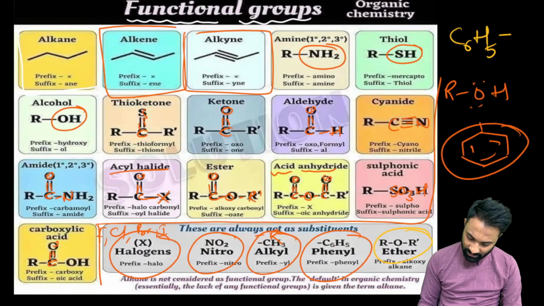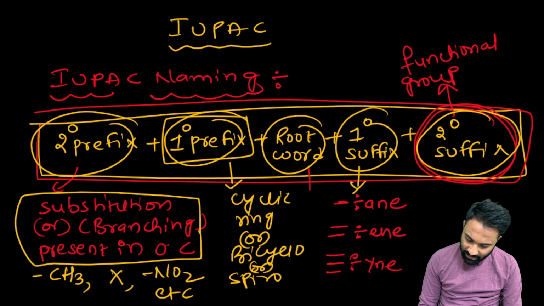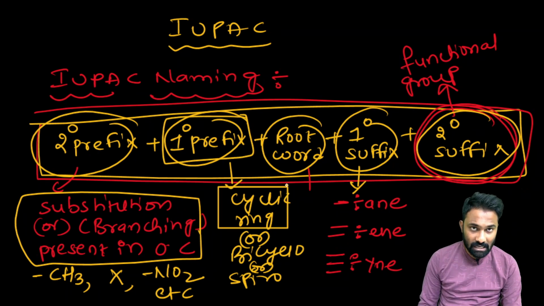Substituents, we have just seen, right? These are the substituents. They will not act as a functional group. Now these are the substituents: CH3, halogens, NO2 and which one? Ether. Clear? These will act as a substituent. Next one is the 1 degree prefix. The 1 degree prefix tells about the cyclic ring if it is present in the organic compound.